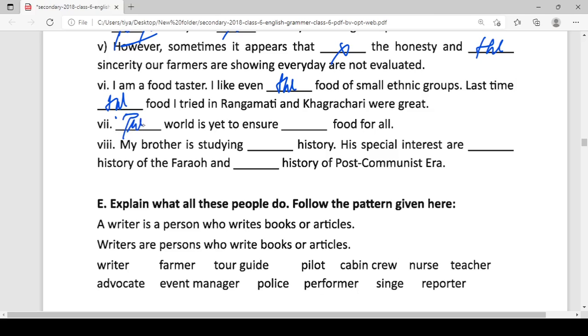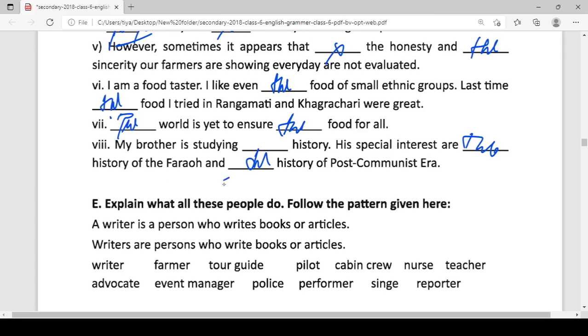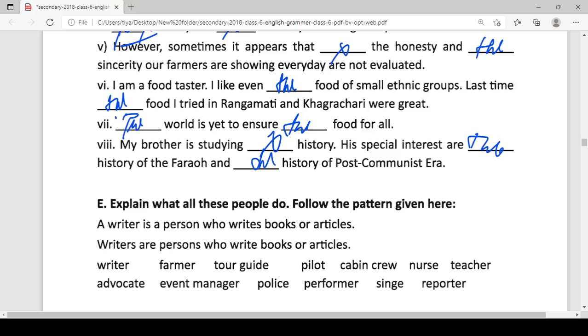The world is yet to ensure food for all. My brother is studying history, and his special interests are the history of the Pharaohs and the history of the post-communist era. Don't use any article in this.